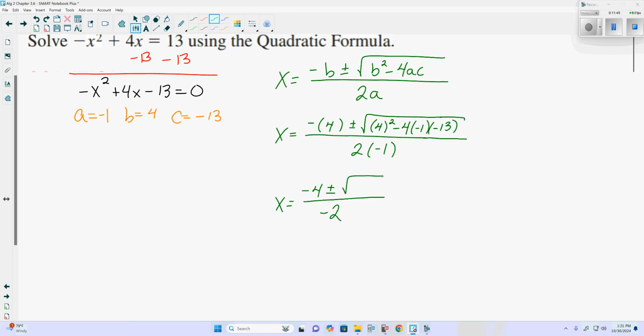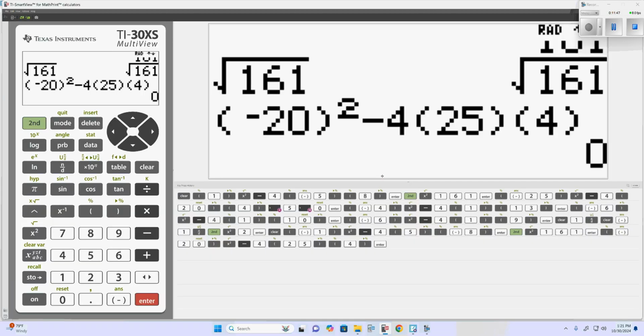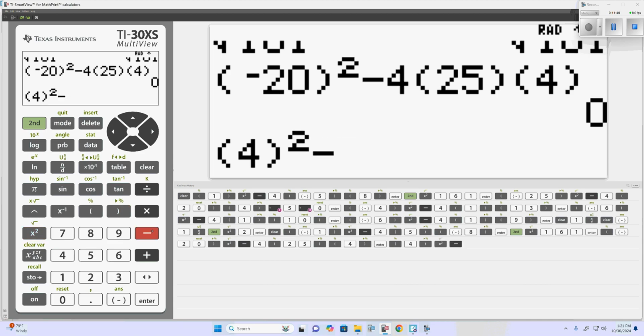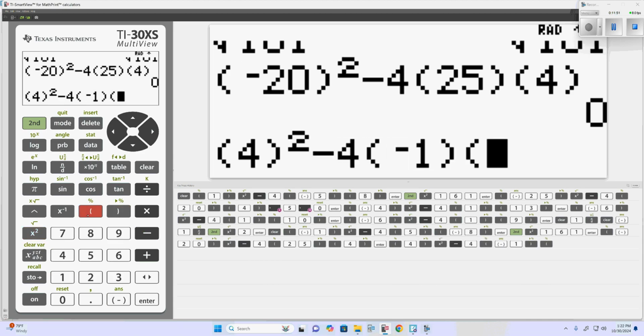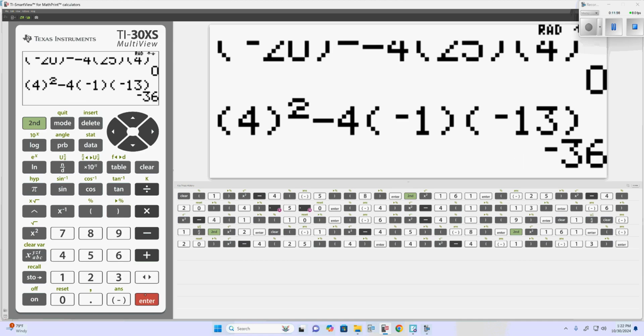We'll put our radical. Now we do need to simplify our 4 squared minus 4 times -1 times -13 is -36.